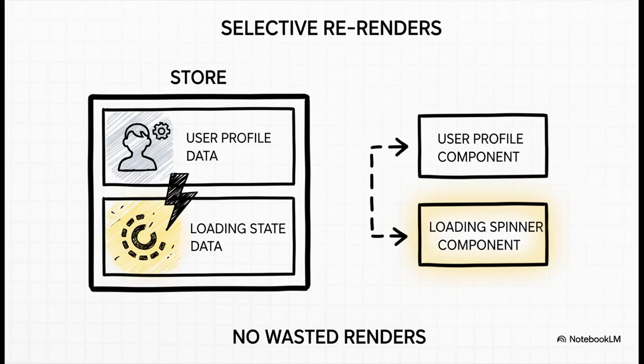That's huge. If your component just shows a user's name from an auth store, it's not going to re-render when the loading status flips. You get this optimization for free without writing a single extra line of code.